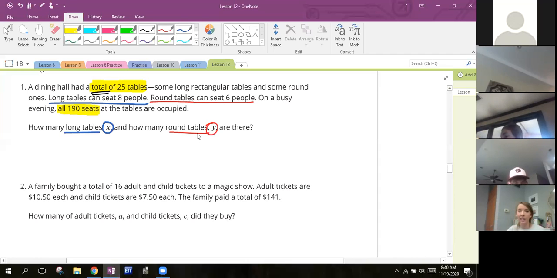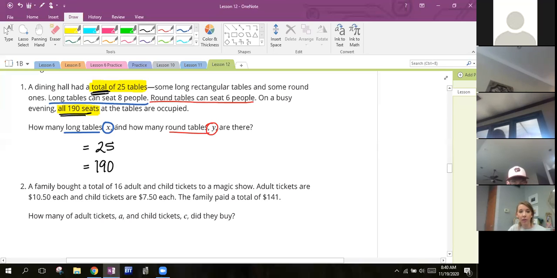Okay, so earlier I said that anytime you see anything that talks about it being the total amount or all of something, that is going to be what our equations are set equal to. So what are our equations going to be set equal to? What are our total amounts? 190. There's one of them, and 25.